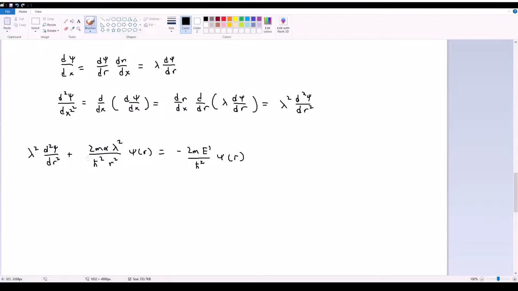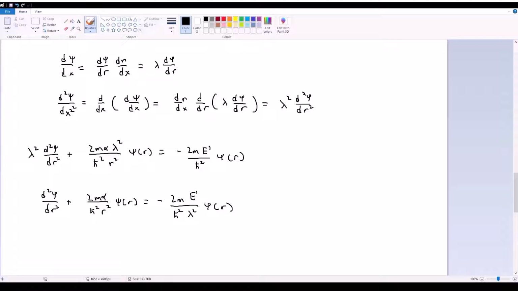Finally, we can cancel out some lambda terms here, and we get d2 psi by dr squared plus 2m alpha. The lambda squared cancels out. We get h bar squared over r, 2m alpha over h bar squared r squared times psi of r. And this is equal to negative 2m e prime over h bar squared lambda squared times psi of r.